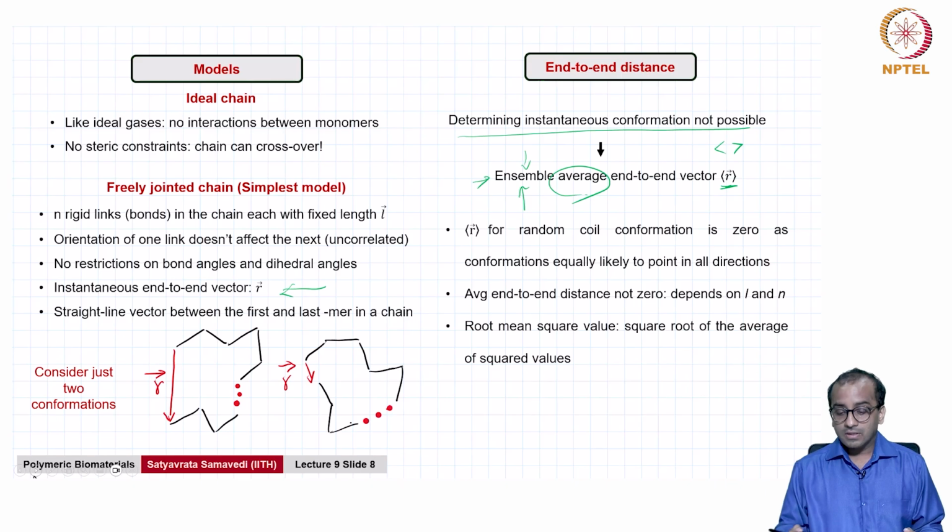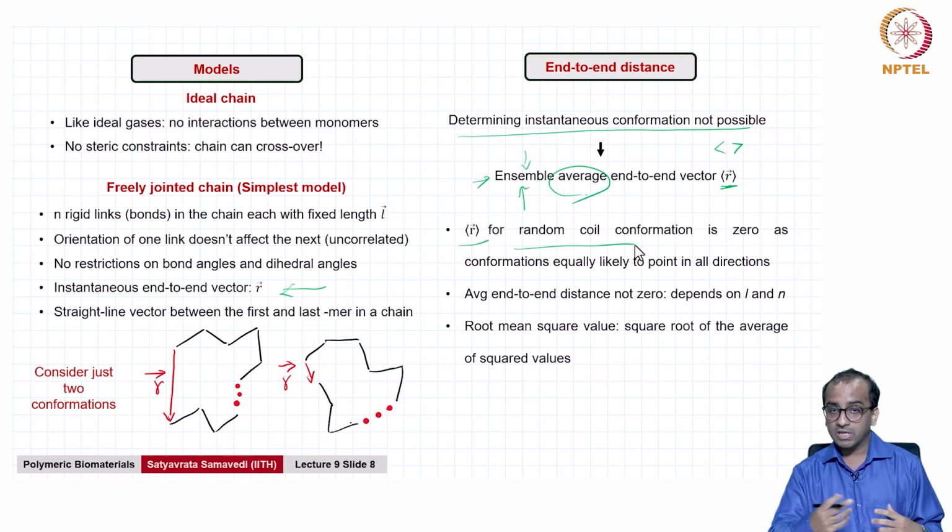Now, it turns out that the ensemble average end-to-end vector, when you access it directly for a random coil conformation, will be 0, because all the conformations for the different chains are equally likely to point in all directions with no bias or preference for a specific direction, which means if you take the average of all of them, the net will go to 0.